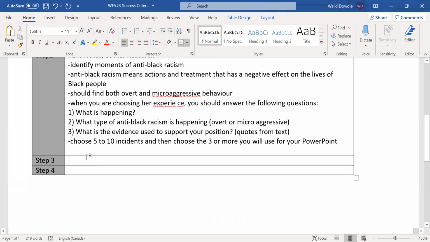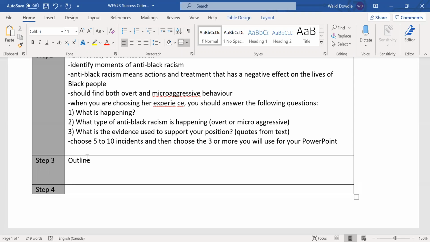Yes, but before we make a PowerPoint, we have to start with the outline. This first part is just gathering information. The outline is going to follow a similar pattern. So the first slide is, of course, your MLA formatted title page.